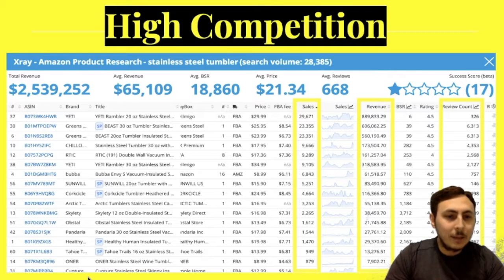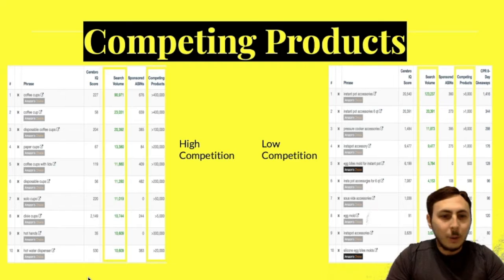So let's look at competing products information. On the left side, competing products numbers are over 100,000. This means high competition. Look at the right side. In some keywords, competing products numbers are under 1,000. Some keywords have maybe 1,000 to 2,000 competing products. You can easily rank to the first page with these keywords without so much PPC and giveaway code.